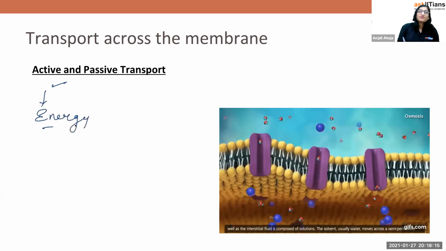And energy, this is important, guys. It can come in your board exam or Olympiads. So please listen to it carefully. Active means energy is being used at a very high scale. Passive means sitting passively, and no energy is being used.